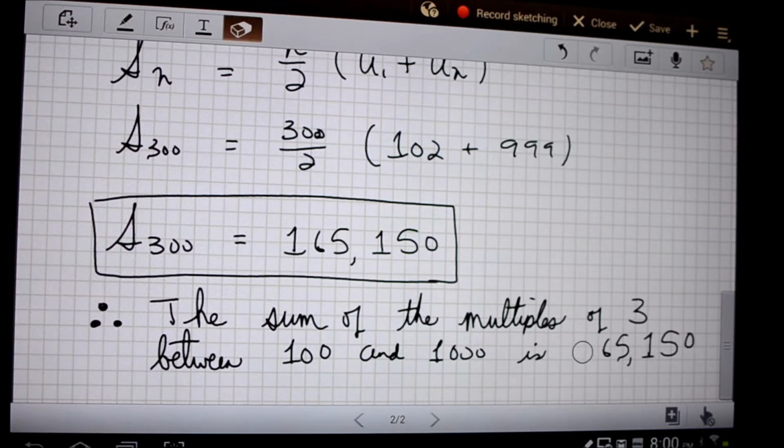The sum of the numbers between, and that's just the multiples of 3, that's not even all the numbers. That's just the multiples of 3. The sum of the multiples of 3 between 100 and 1000 is 165,150. That's an awful lot. Who would have thought it was such a big sum?